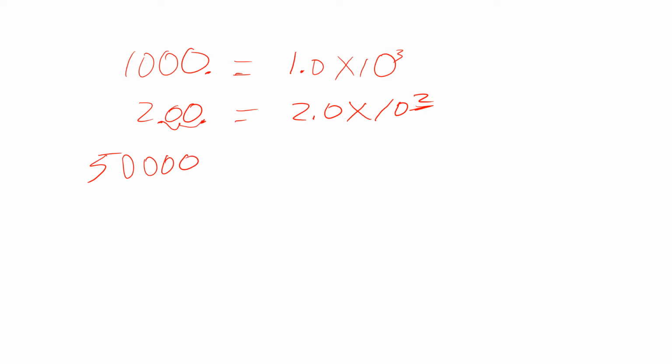50,000 would be 5 times 10 to the, 1, 2, 3, 4. I move it 4 places to the left, so 5 times 10 to the fourth. This is a form that they like to use.